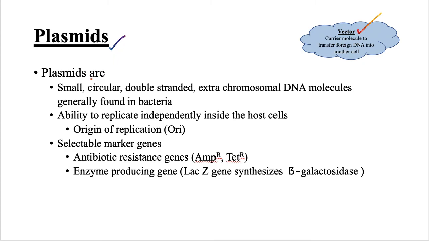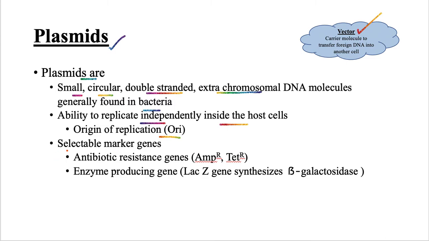Now, what are plasmids? Plasmids are small, circular, double-stranded, extra-chromosomal DNA molecules, and generally they are found in bacteria. They have the ability to replicate independently inside the host cells, and that ability is due to a DNA region which is known as the origin of replication site, or we just generally represent that by ORI site. So origin of replication is the region from which replication is initiated, and that's how we have many copies of the plasmid in a bacterial cell.